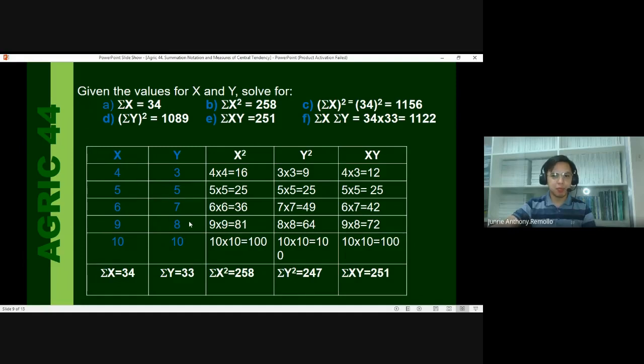Similar computation in getting the square of the summation of y, which is 33: you just get the squared value of 33. It will result in 1,089. Let's try to check. So 1,089. And then for letter F, in order to obtain the product of the sums, we just multiply 34 and 33. So 34 times 33 equals 1,122.